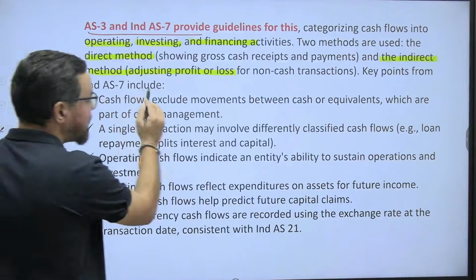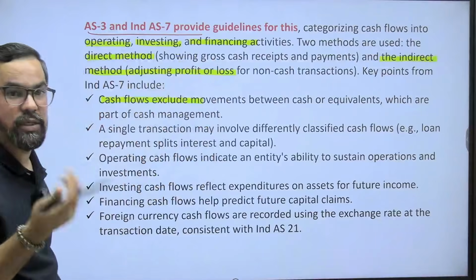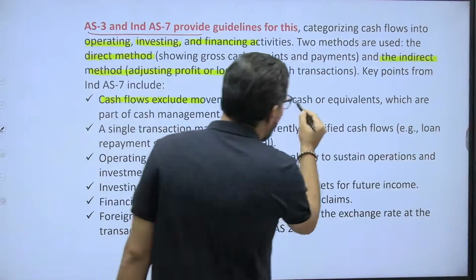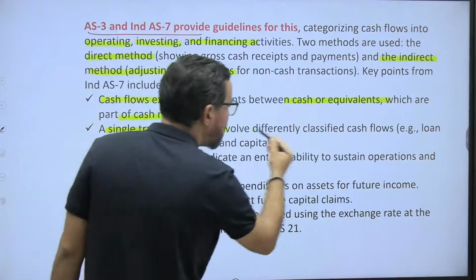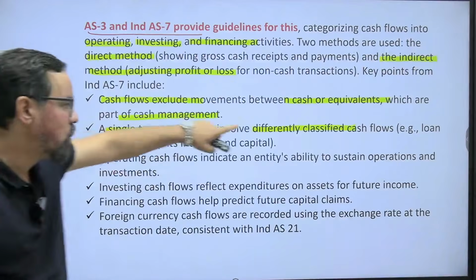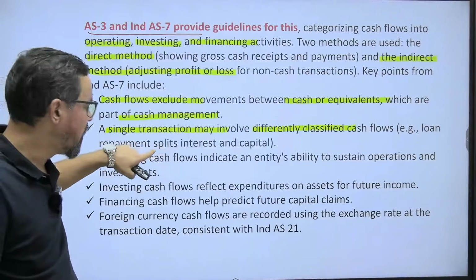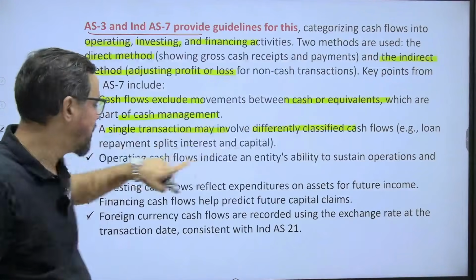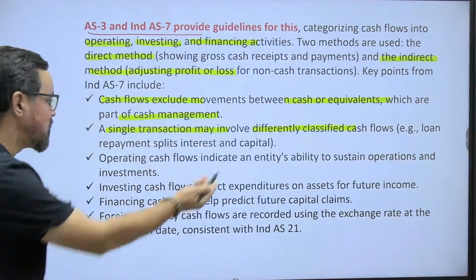So the accounting standards' key points, which are cash flow. These methods we'll discuss with the operating activity also. I'll give you an example also. Cash flow includes movement between cash and equivalents, which are part of cash management. A single transaction may involve differently classified cash flows, like loan, repayments, interest and others. Like a loan is a financing activity inflow. Repayment is financing, it is outflow, sorry. And repayment of interest is an outflow. Capital is an inflow basically. That is also liability.